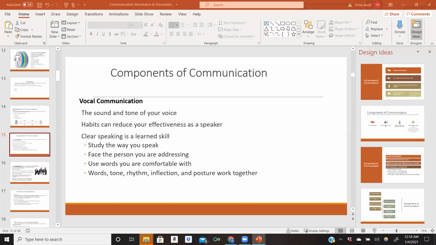Like we said, speaking is a learned skill, and you have to practice the way that you speak. It's hard sometimes to face the person that you're addressing, especially if you don't have confidence in yourself, but doing that expresses confidence. It makes the patient have faith in you and believe what you're saying. And then you should always use words that you're comfortable with.